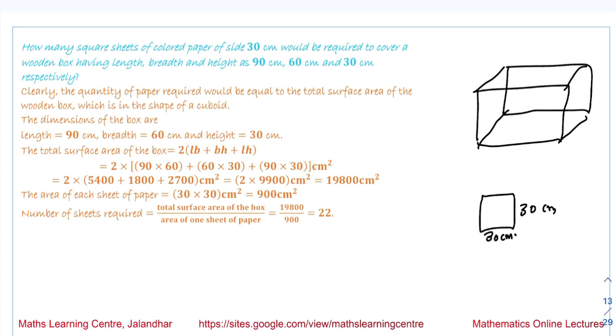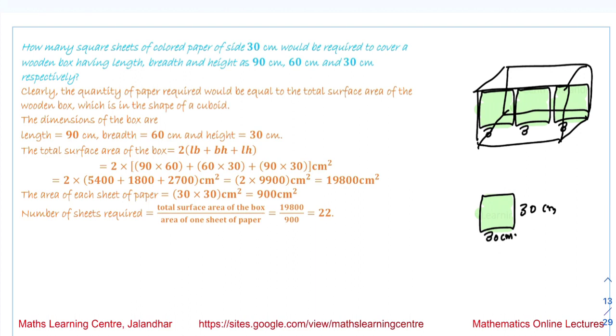So what we mean to say is, suppose this is the colored paper we are talking about. So we have to use this paper and we have to cover this box. So one paper we have pasted over here, second paper we have pasted over here, third paper we have pasted like this. We have to paste the papers like this. So we have to count how many papers we have to use.